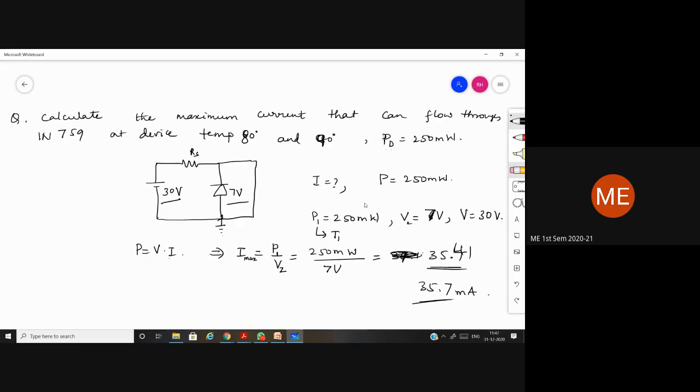Now we need to find the maximum current at temperature T2, because they have not specified which temperature they are asking. That's why we have to do for both. So we know the temperature T2, but we don't know what is P2. So find P2 first. For P2, we have the formula P2 is equal to P1 minus (T2 minus T1) into the derating factor.